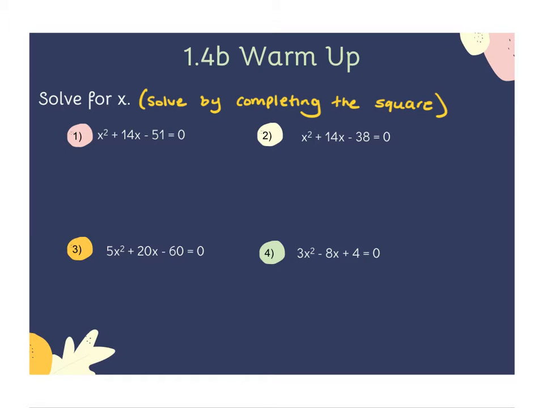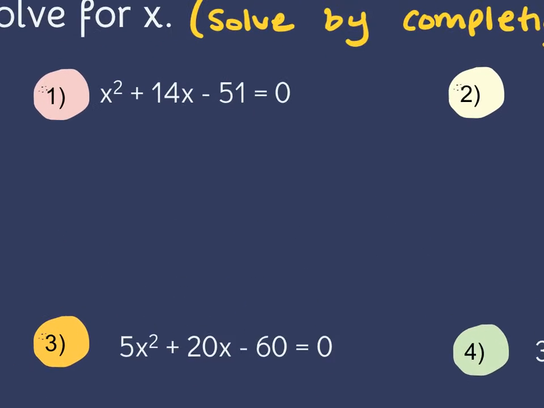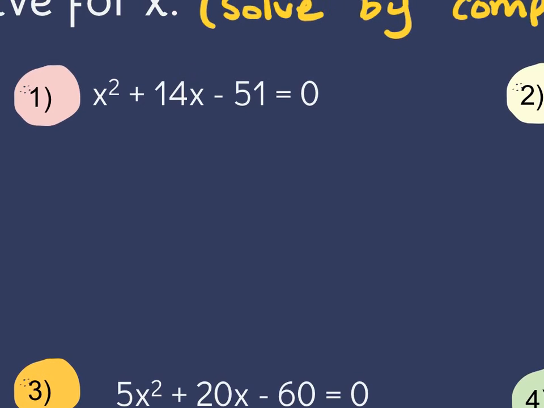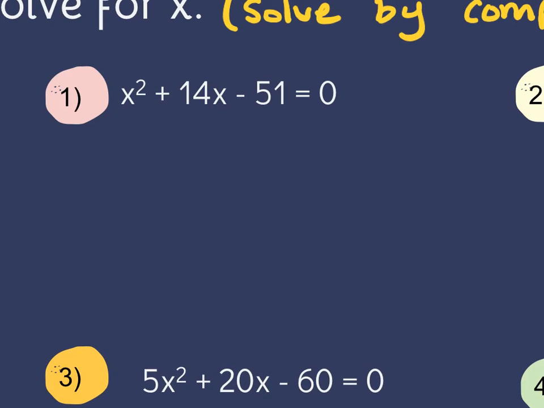I'm going to start going over the first two because I think we should be okay on those two, and then I'll go a little bit slower when we get to the 3 and 4, okay? So number one, we're going to group together the first two terms, right? We're completing the square here. Group together these first two terms, move the 51 to the other side. So x squared plus 14x, leave that space, equals 51.